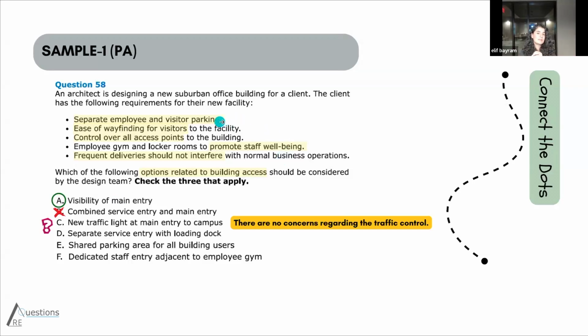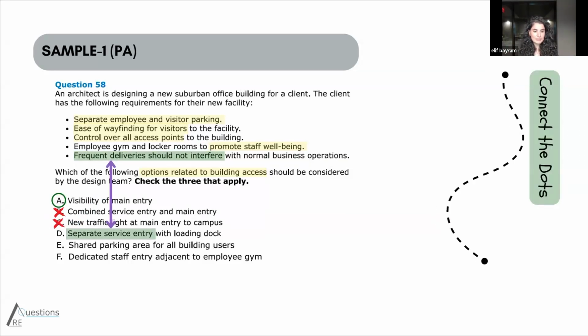We have a parking thing here. It's a separate employee and visitor parking, but none of these are concerned about the traffic. So I think option C could be a consideration if you are just looking from a design architectural perspective. All of these options can be considered, but you need to focus on the question. Stay in the zone of the scenario, okay? If you look at the scenario, there's no concern regarding the traffic control, so I skipped option C.